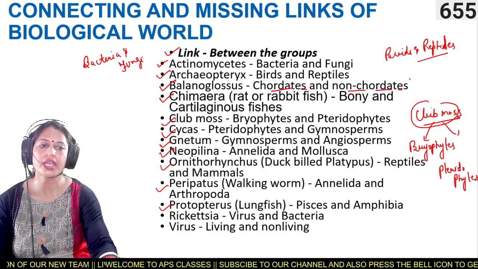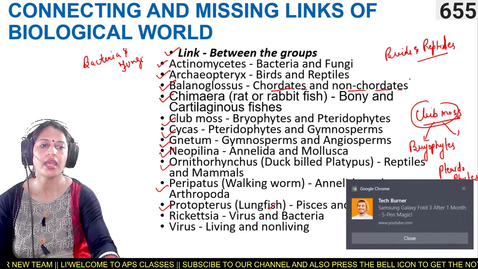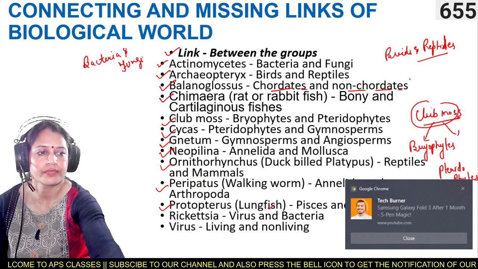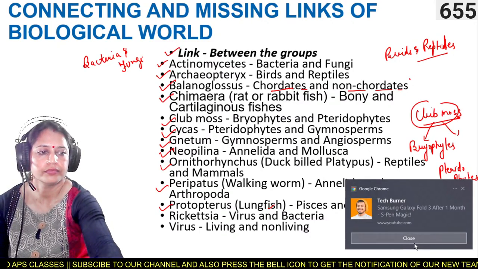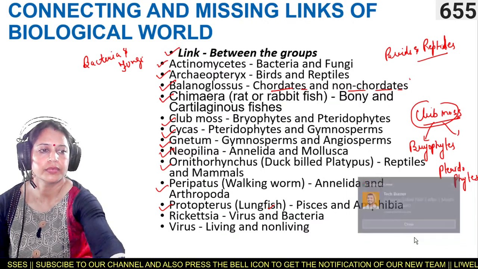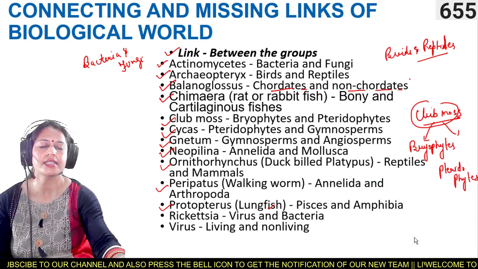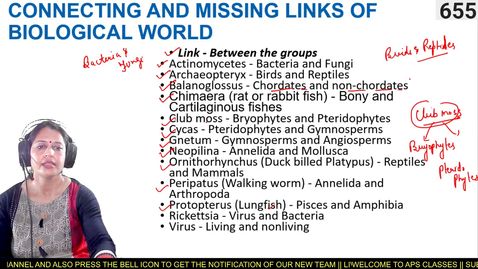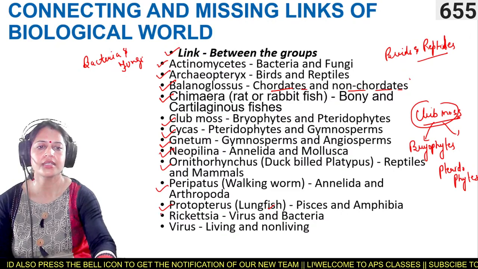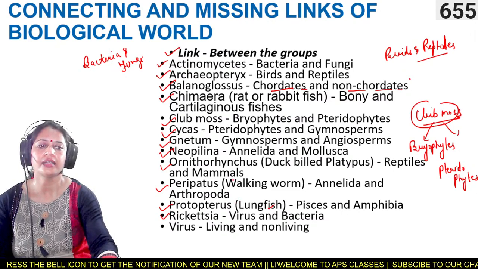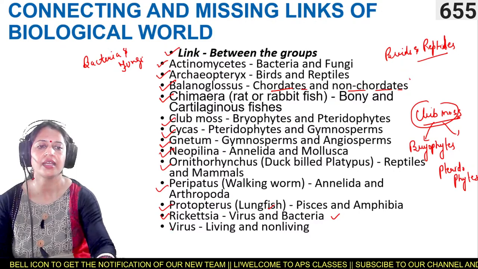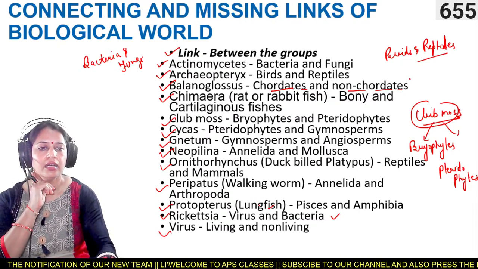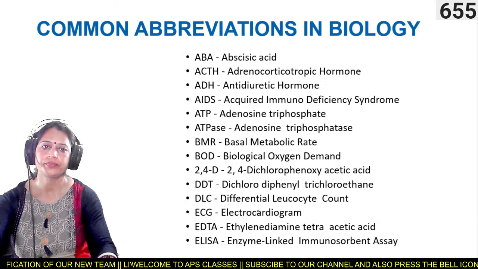Protopterus, that is the lungfish, the link between Pisces and Amphibia. Next is Rickettsia, that is virus and bacteria. Last is the virus, and the link between the two groups is the living and the non-living.